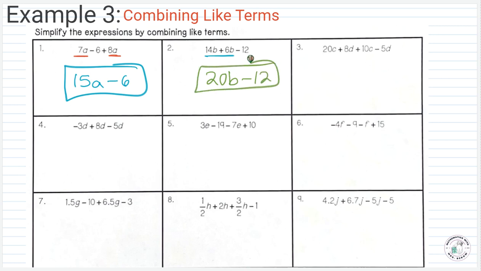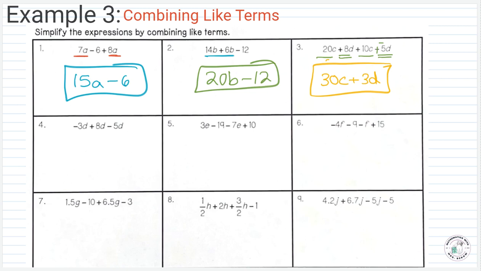All right, number 3. We got 20c plus 8d plus 10c minus 5d. So if it helps on this one, you might want to write this as plus -5d because we do have another term that can be combined with. So taking a look at my terms, we got a 20c that can be combined with a 10c. We have this 8d that can be combined with a -5d. So 20c plus 10c is going to be 30c. 8d plus -5d would be 3d. And then that is all that we can do with that expression there.